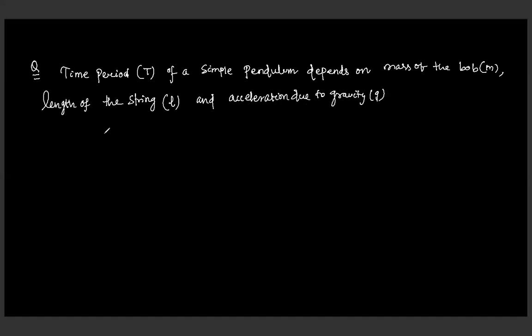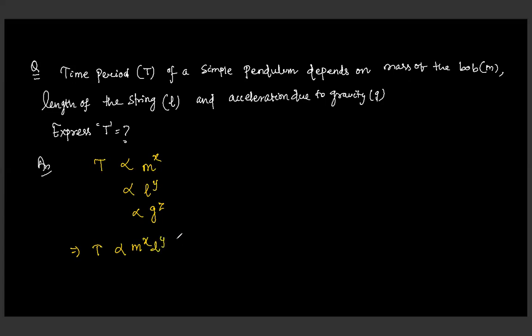We have to find the expression for its oscillating period, the time period T, in terms of all these physical quantities. So how to do this? Time period T is proportional to mass to the power x. It is directly proportional to L to the power y and g to the power z. We don't know the values of x, y and z, right? So we can combine it to be m^x, L^y and g^z.